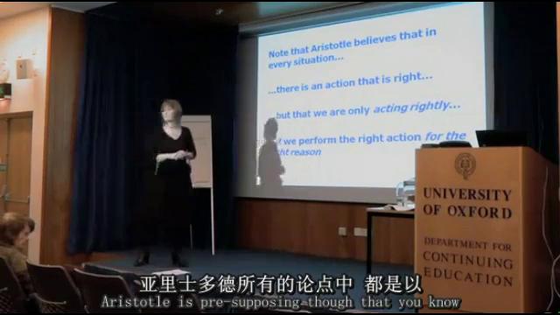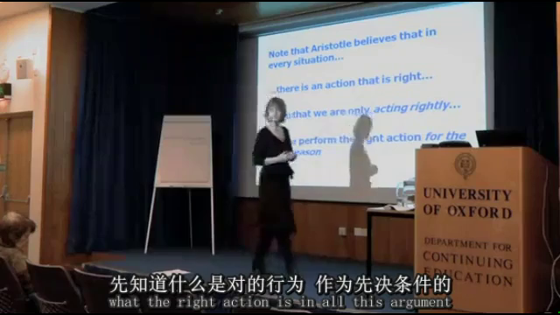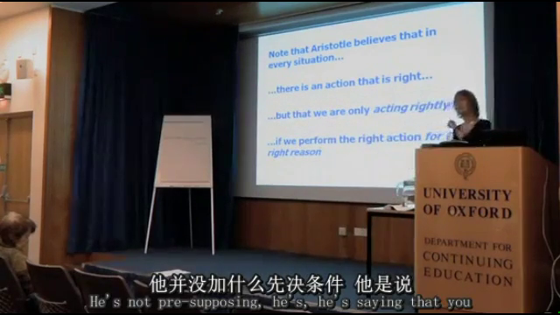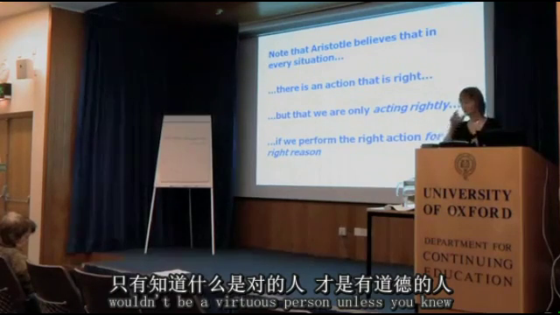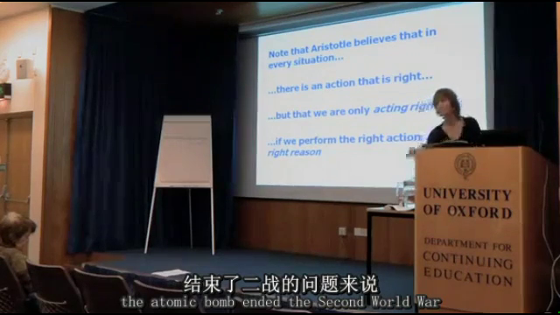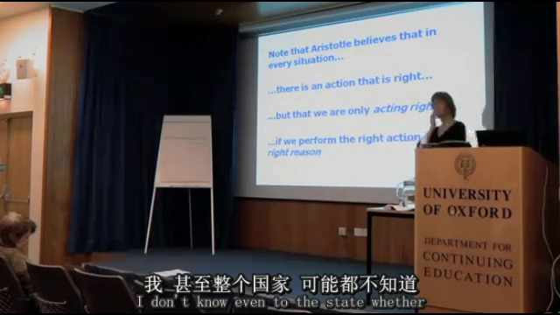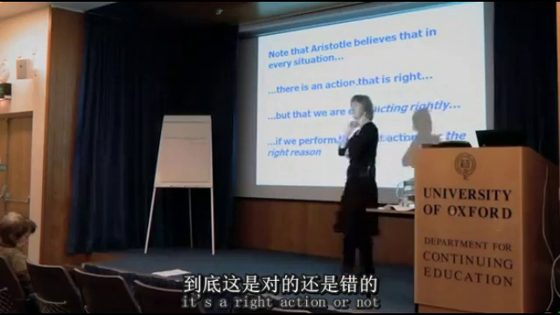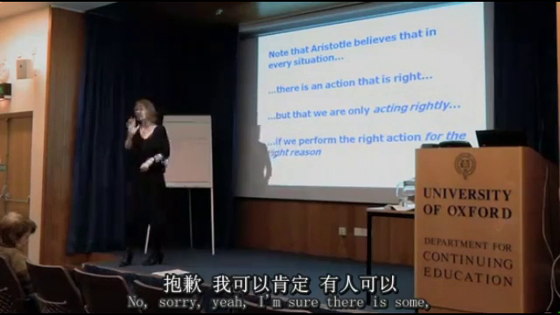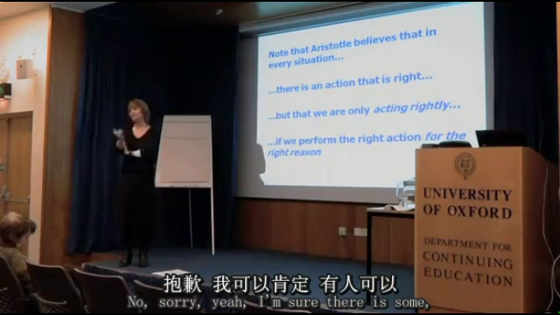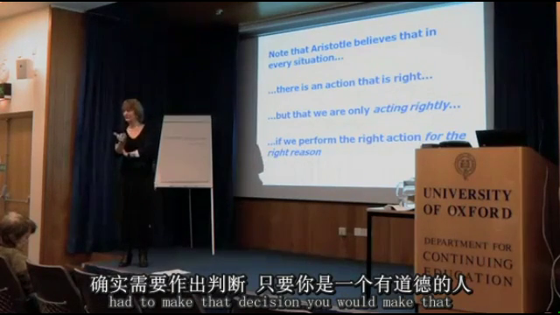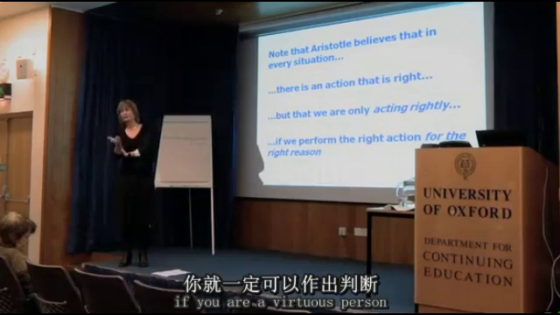Aristotle is presupposing, though, that you know what the right action is in all this argument. Well, he's not presupposing. He's saying that you wouldn't be a virtuous person unless you knew. But if you take the question of dropping the atomic bomb at the end of the Second World War, I don't know, even to this day, whether it was the right action or not. But if you were in a situation where you actually had to make that decision, you would make it if you were a virtuous person.